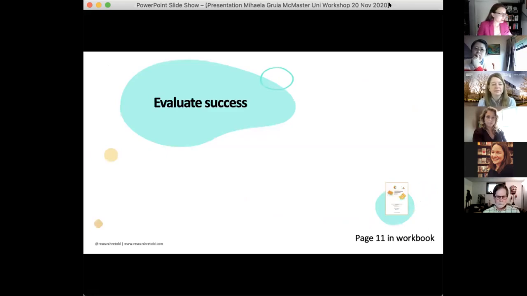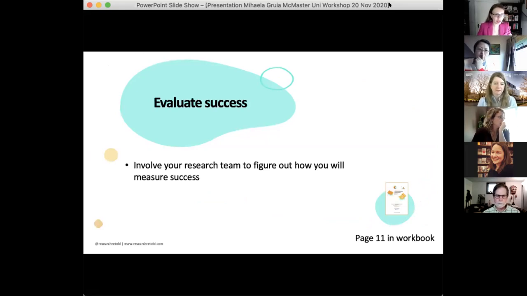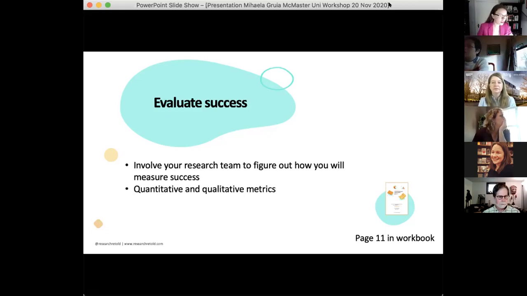Brilliant. And then finally, in terms of evaluating success, and this is where it's so context specific to your particular research, this is where you want to involve your research team and those you're collaborating with to figure out how you will measure success, or how you as a team will say that you're satisfied with the things you have achieved. And you can look here at different quantitative or qualitative metrics.